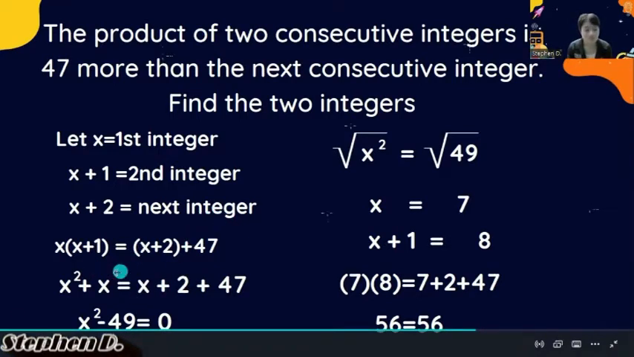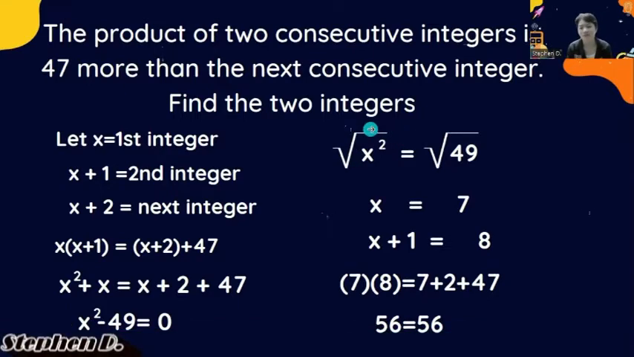And then if we transpose our x, it's going to be positive x minus x, so the x will be removed. That's why we got x squared minus 49 is equal to 0. Then we can extract the square roots here. We transpose 49 first, and then we get the square roots of both. So that's why we got x is equal to 7.